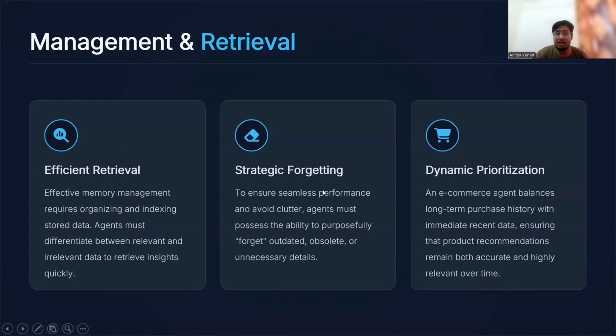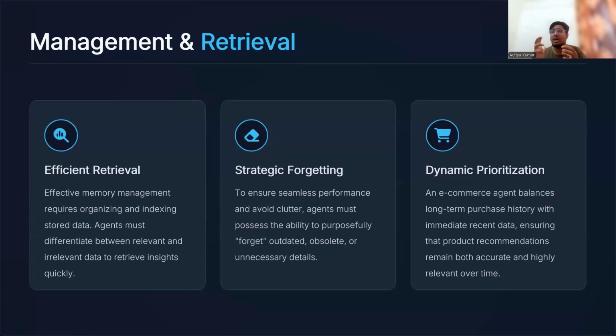Strategic forgetting, right? This is also very important. Let's read the content: to ensure seamless performance and avoid clutter, agents must possess the ability to purposefully forget outdated, obsolete, or unnecessary detail. For example, in your vector store, there is some data that is stored. Let's say your order ID has been stored. You will use that order ID, for example, for 7 days or 14 days, and in the worst case scenario, for 1 month, right? But after 1 year, you will not use that order ID, right?